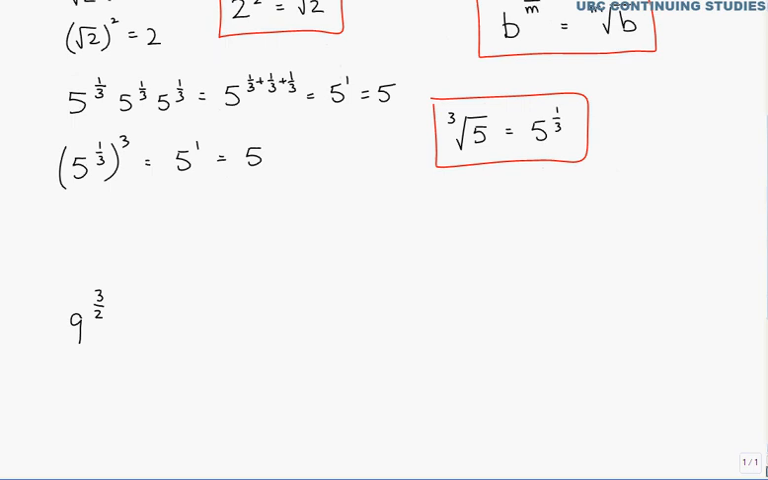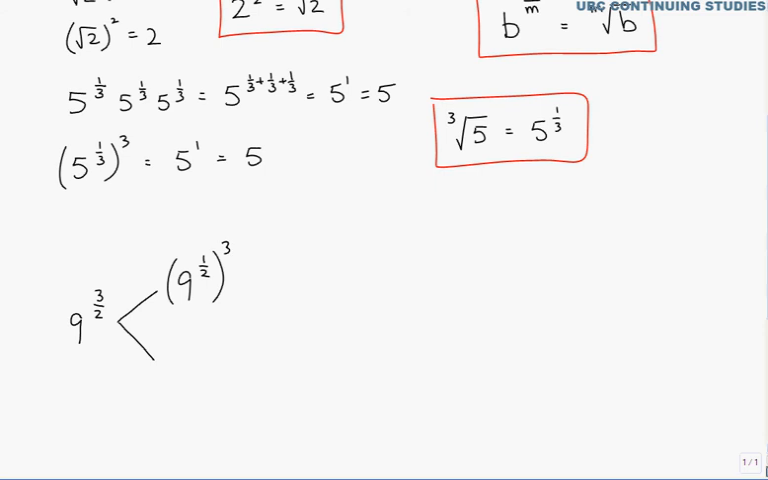Now the only complicating factor here is, what do we do if the numerator is something other than 1? Like, let's say, 3 over 2 here. 9 to the power of 3 over 2. Well, there's 2 ways to handle this. One way is to break the exponent into 2 pieces, a half and a third. Actually, we're going to do that for both ways. But we can think of 3 over 2 as 1/2 times 3. So we can write this as 9 to the power of 1/2 to the power of 3.